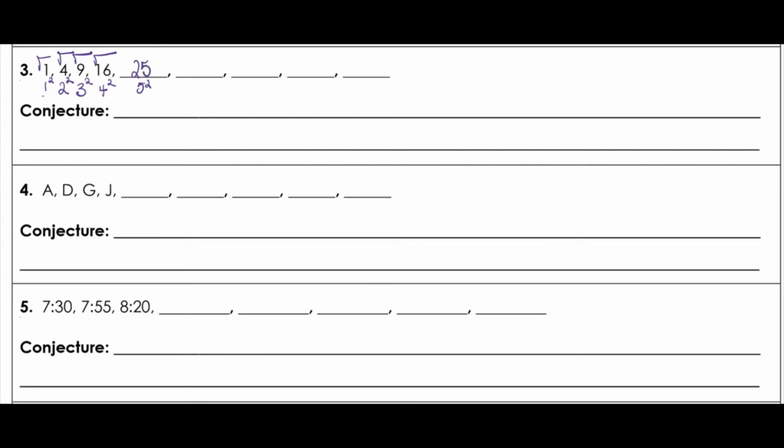Well, 5 squared is 25. 6 squared is 36. Then we're going to move on to 7 squared. Then we're going to do 8 squared. And then we're going to do 9 squared.